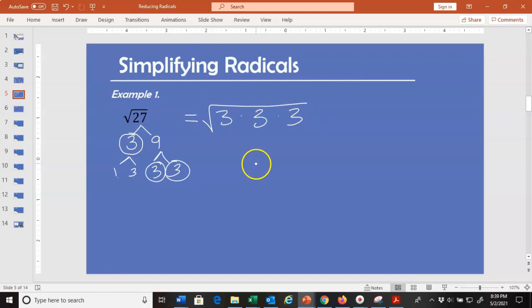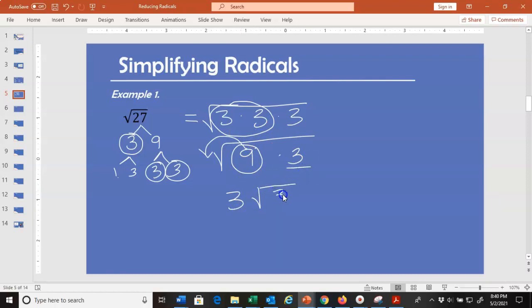And so now, just like before, we're looking for pairs of numbers. Here's a pair. Check that out. Look, 3 times 3, that's 9. So I just wrote 3 times 3 is 9. Isn't 9 a perfect square? It is, right? 3 and 3. So we can go ahead and take the square root of 9. Let's take it out. The square root of 9 is 3. That'll come outside. But look, we just had one 3 under here, so we're going to leave it.